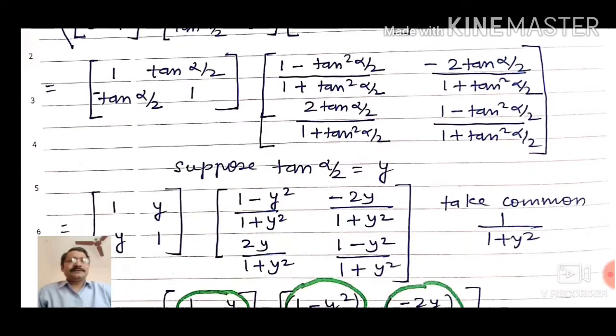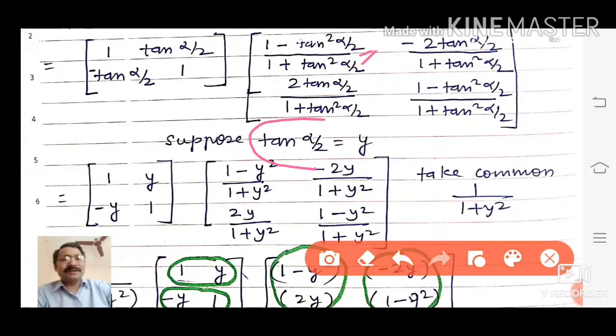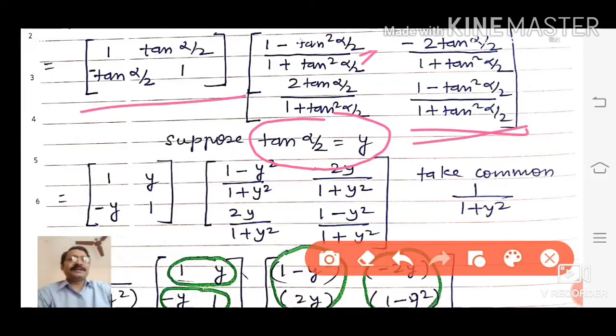And here we get a very complicated expression. If we see such a complicated expression, it will be a big problem. So what we do here is suppose this format is very simple. How can we make it simple? We take the complicated part and in place of tan alpha by 2 we suppose y. So in every part you will change tan alpha by 2 equal to y, and you will get this simple format.